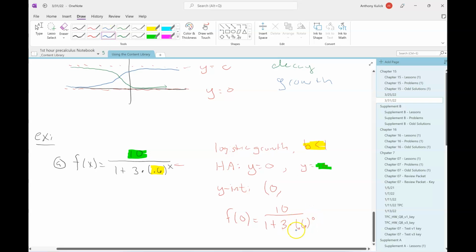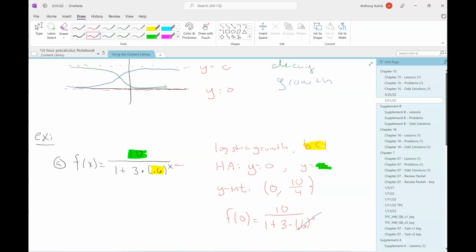So that just is gone, basically, right? So I have 10 over 1 plus 3. So 1 plus 3 is 4. I have 10 over 4. Or you could reduce that down to 5/2. Or if you wanted to call it 2.5, that's okay also. Everybody okay with that?